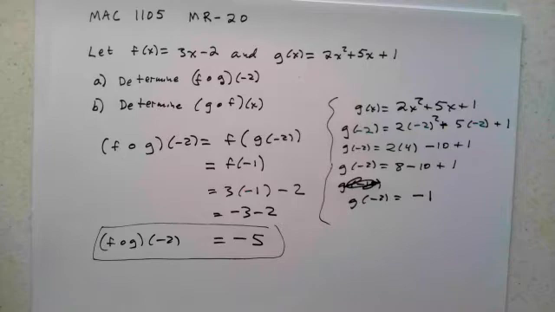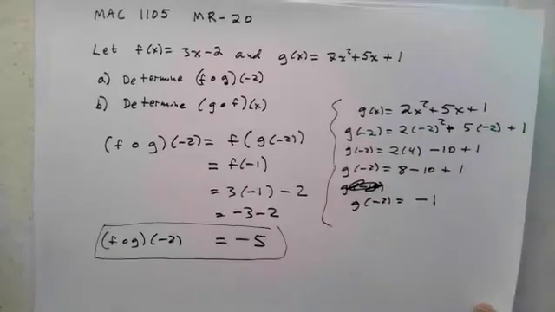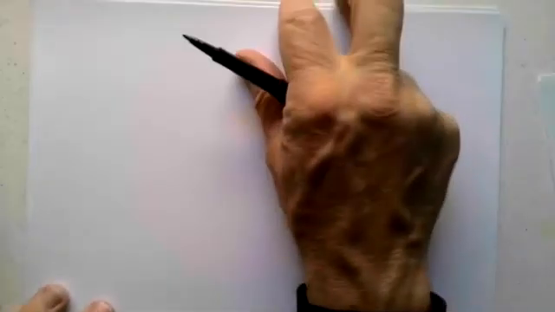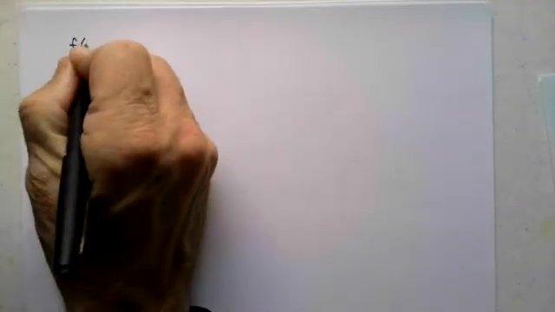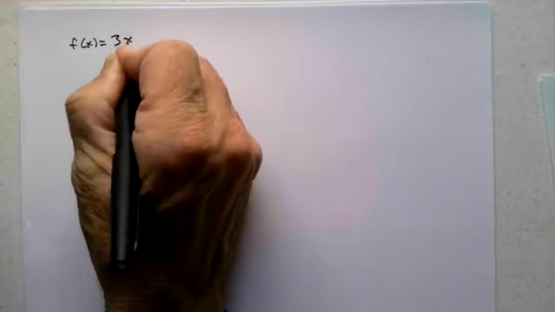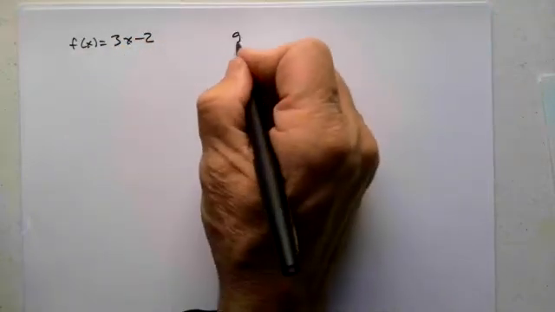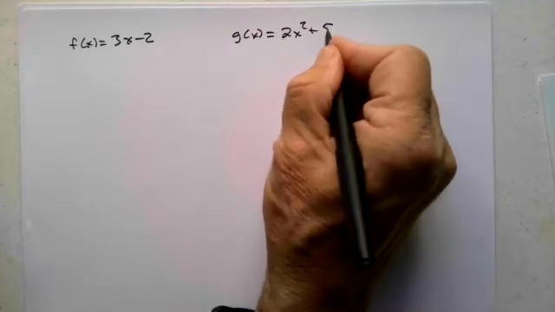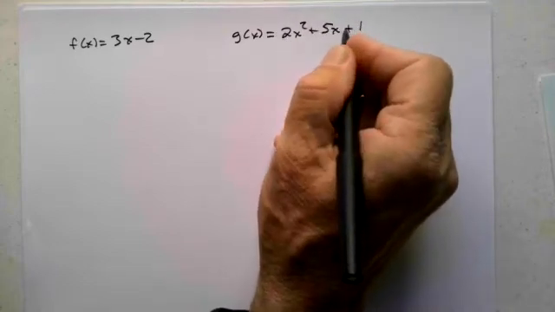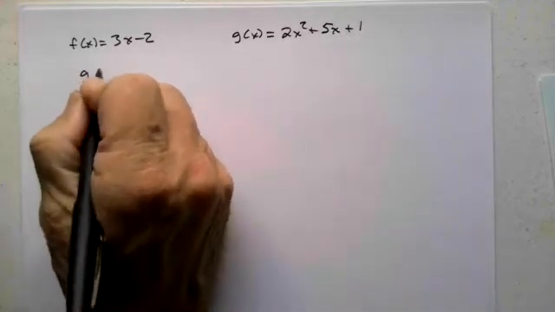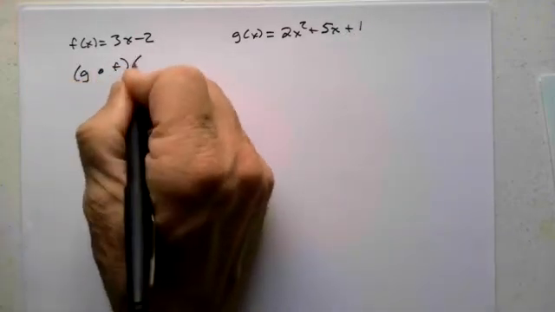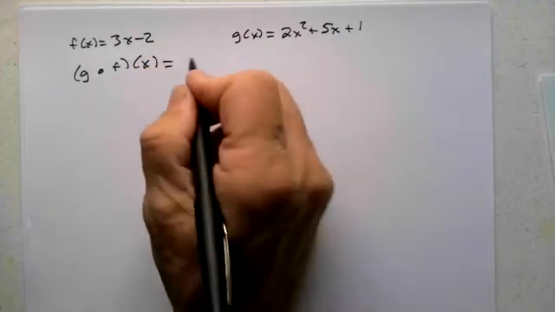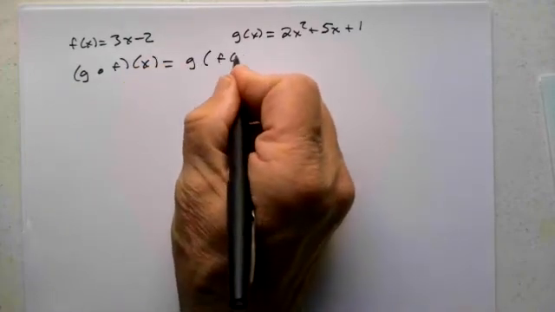The next question asks us to get g circle f of x. So what do we have here? We have, again, f of x is 3x minus 2, and g of x is 2x squared plus 5x plus 1. And I am interested in g circle f of x. What does that mean? g circle f of x means g of f of x.